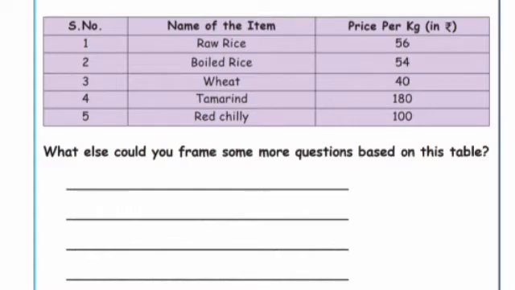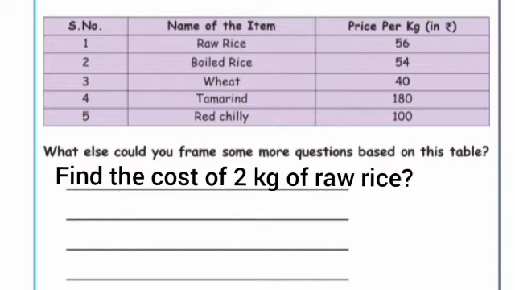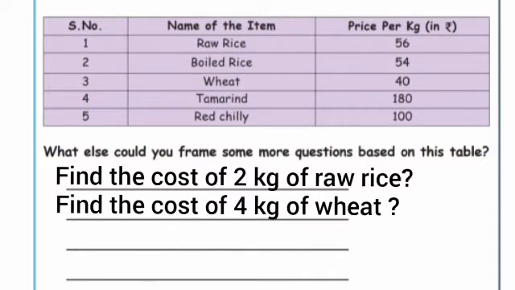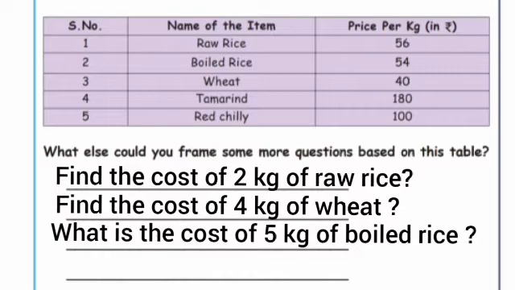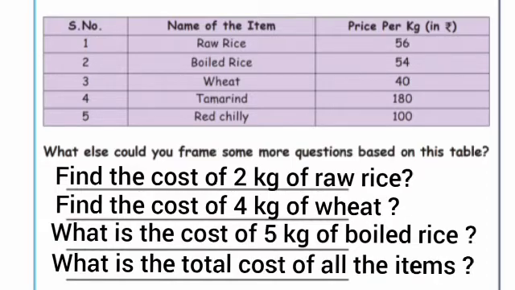Now we can frame the questions. First one, find the cost of 2 kg of raw rice. Second one, find the cost of 4 kg of wheat. Third one, what is the cost of 5 kg of boiled rice? Fourth one, what is the total cost of all the items?